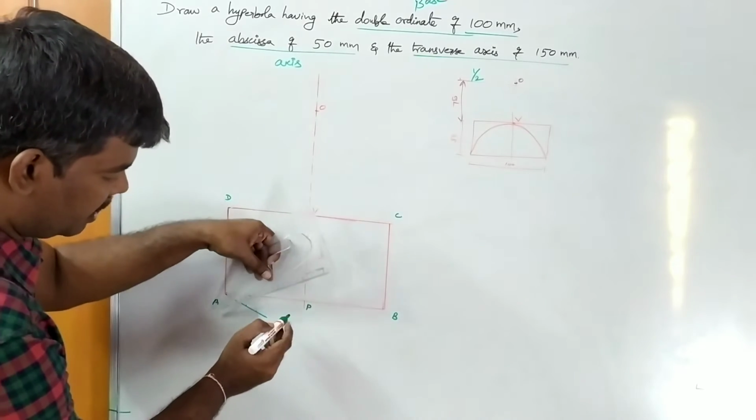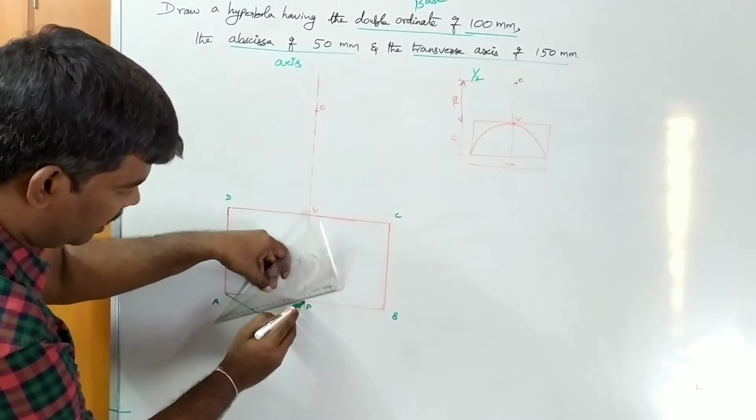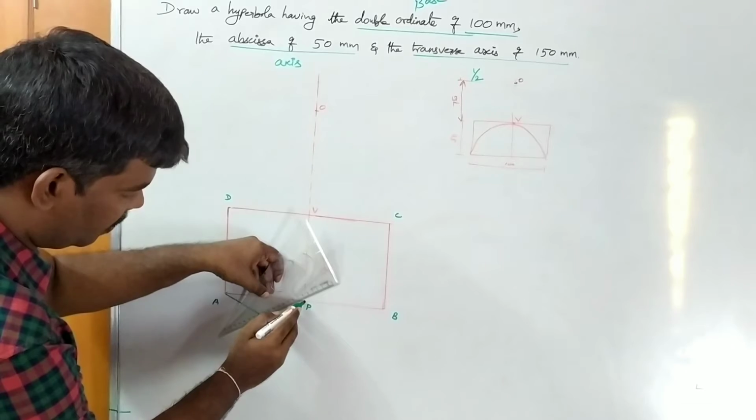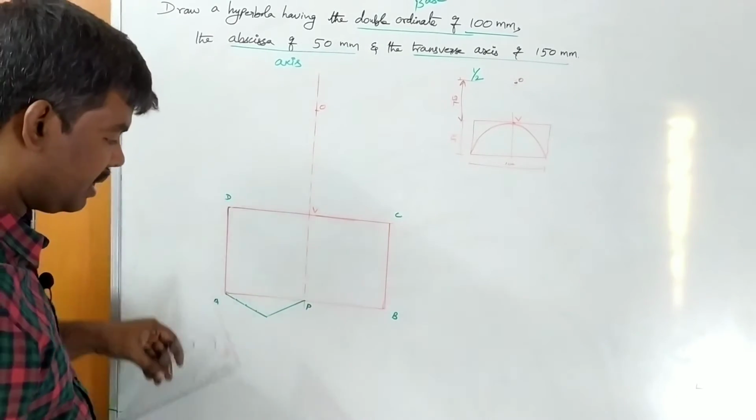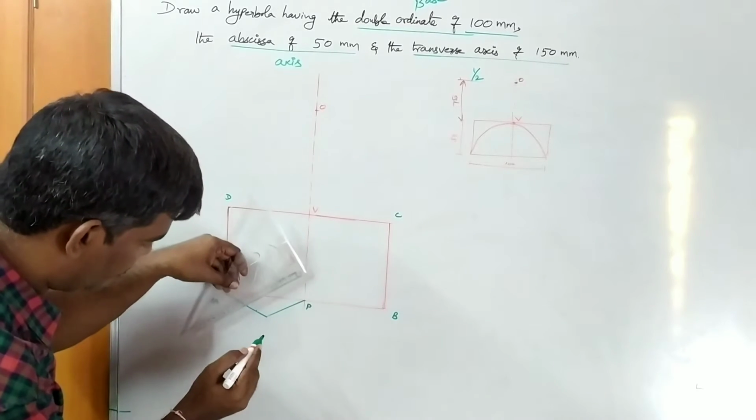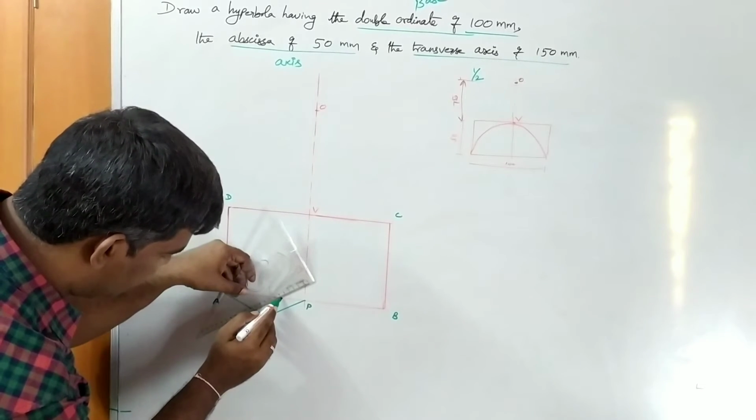Next, by using the drafter scale, you join last to last, as you know for dividing a line into n equal parts. After that, from last to first, draw the parallel lines.